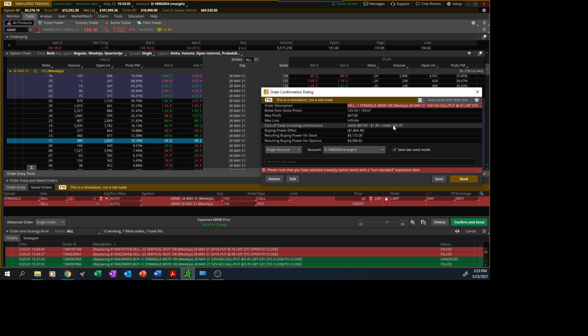So I'm going to load that in my calculator and divide it by the buying power effect. This is the collateral that TDA is going to hold for us to make this trade. They're going to lock up 1864. So I'm going to divide my net credit by 1864, and I get 3.5%. Well, it's 3:33 Eastern. There's exactly 3 days left, so that comes out to 1.1% per day.